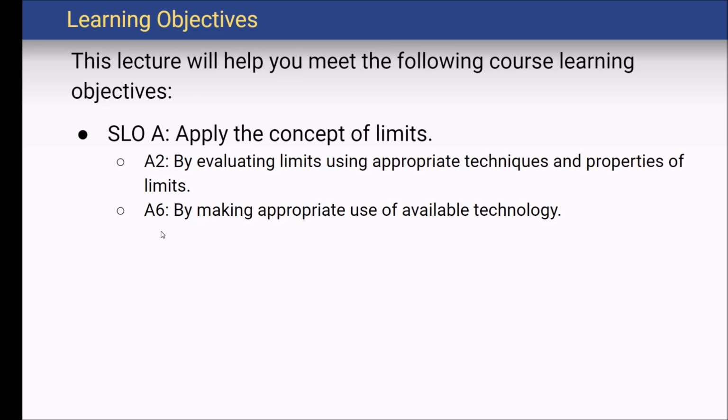Well, we're going to learn the appropriate techniques and some properties of limits. Also, we're going to be doing that by making appropriate use of available technology. Well, of course we are, right? We're going to be doing this on a computer. That's what we're using to graph our functions. So that's going to be our available technology for today.